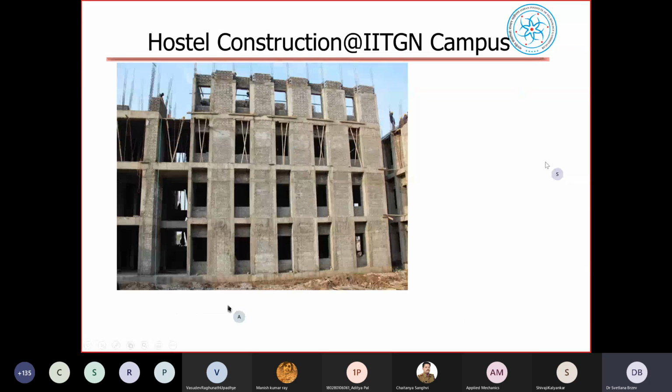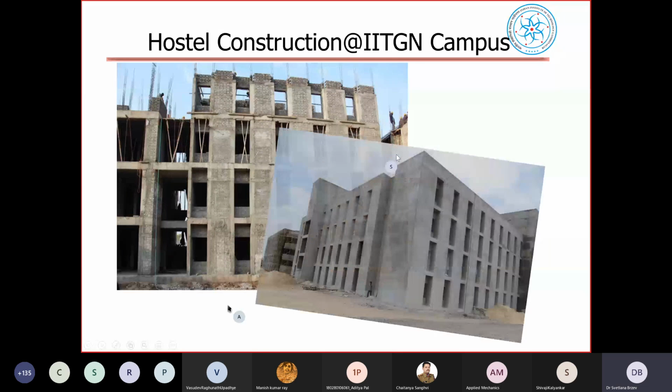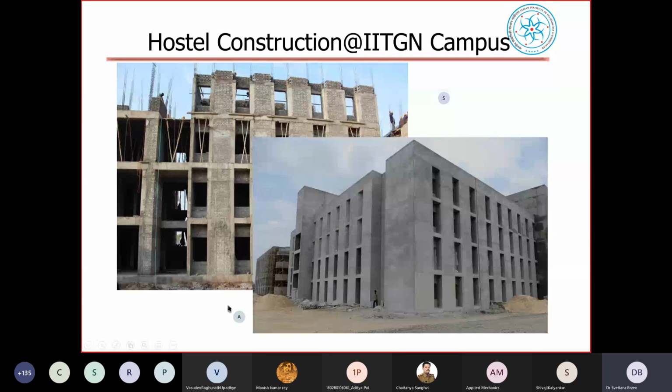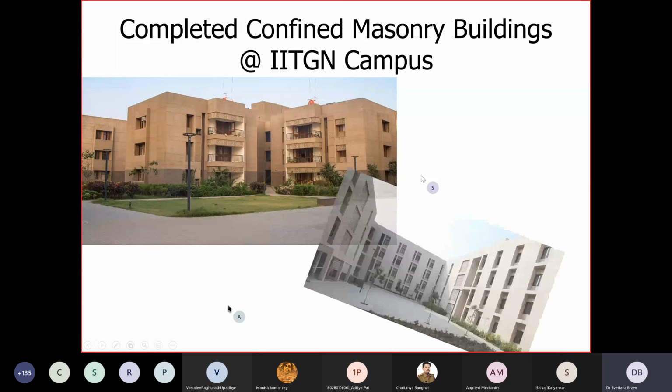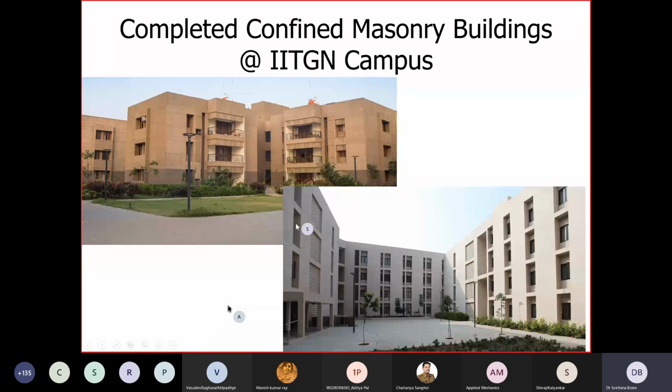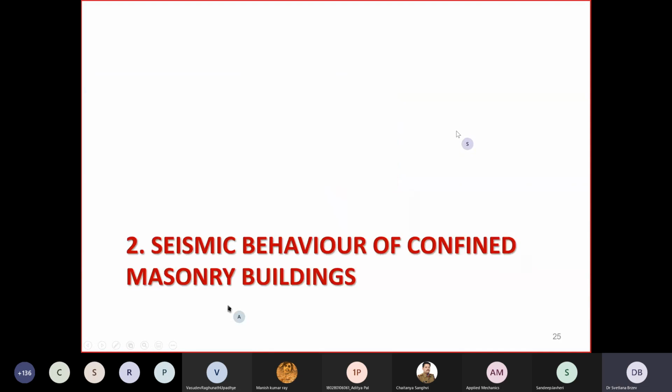So this is construction of hostels. You can see confining elements, and then you can see after plastering. These are typical housing blocks, G+2, and they were also constructed in confined masonry. And this is after construction. This is actually housing and hostels, just illustrating both types of confined masonry construction after they have been completed. So that would be just the introduction.